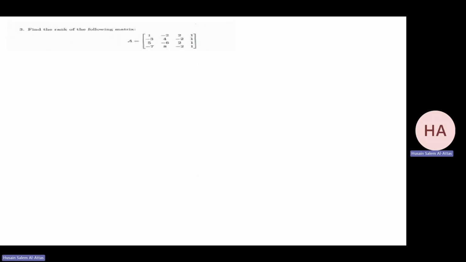Okay. Find the rank of this matrix. Yeah, we'll do the calculation. Multiply the first row by 3 and add it to the second. Minus 5 R1 added to the third. 7 R1 plus the fourth. Let us see what will happen. Yeah, it's a matter of calculation. I think the idea is very clear.